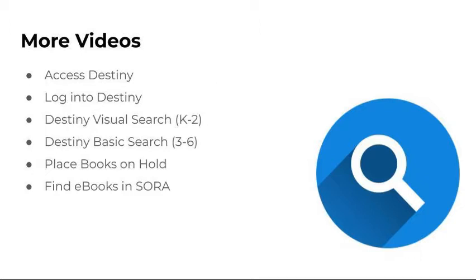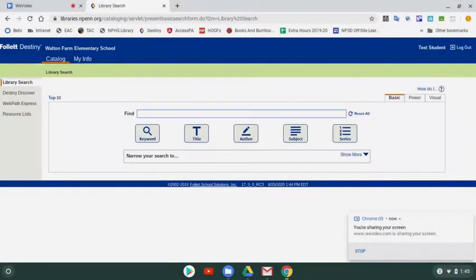This particular video is for students in kindergarten, first grade, and second grade. If you are in third, fourth, fifth, or sixth grade, please watch the video called Destiny Basic Search. So now let's learn how to do a visual search in Destiny.